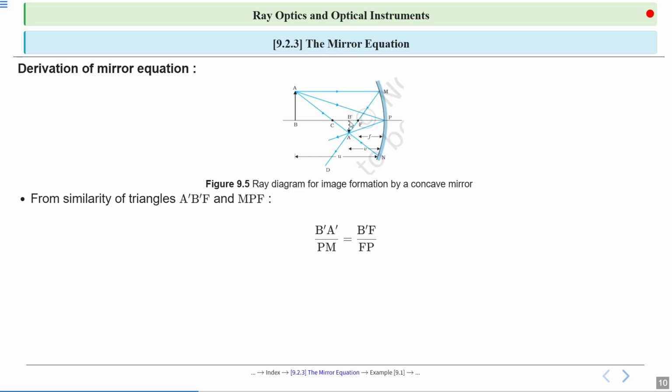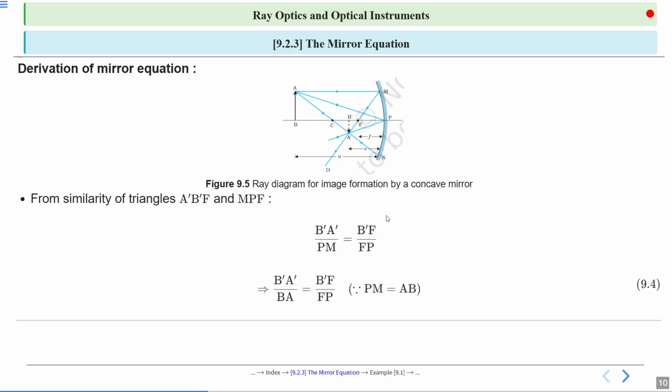The ratio of their sides will be equal to the ratio of the other two corresponding sides of the two similar triangles. So B'F, which side is corresponding to that side of the other triangle? That is FP. So B'F upon FP. The ratio of corresponding sides of two triangles can be taken. So B'A' upon PM equals B'F upon FP.